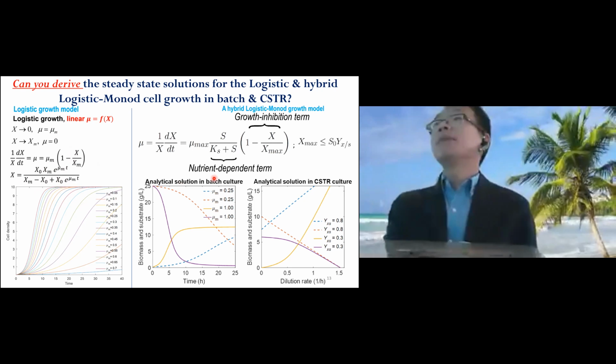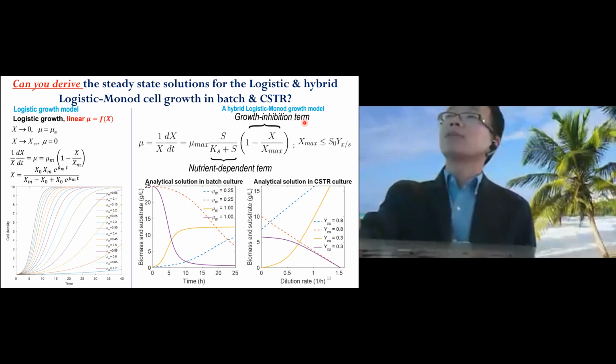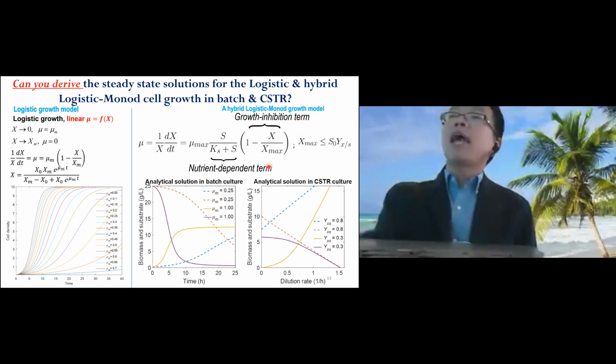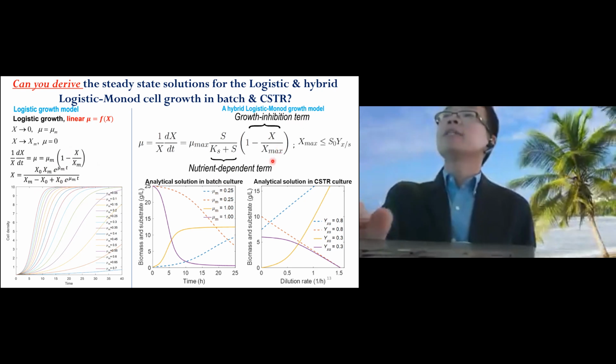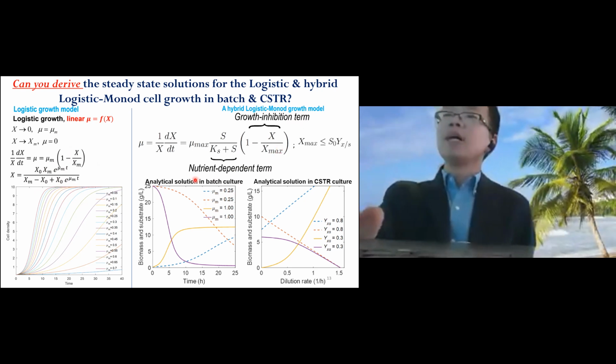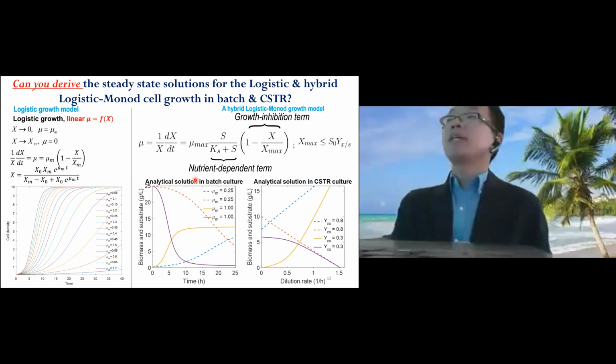Another thing I just mentioned in my research seminar: with the hybrid logistic cell growth model, you may be able to capture both the nutrient limiting condition and the growth limiting condition. So I would encourage my students to derive the analytical solution in both the batch culture and CSTR culture.